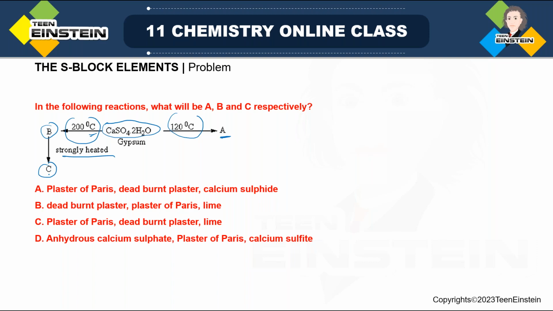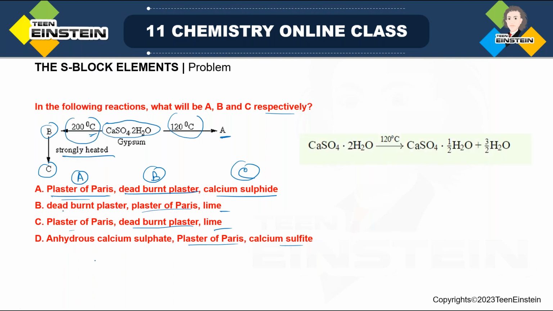Now when it is 120 degree centigrade, if you look at the options, there are total 3 names given. So the first one is A, because it is mentioned ABC respectively. Second one is B, which may be dead burnt plaster, plaster of Paris, dead burnt plaster again, and plaster of Paris. 2 options are there for B. And for C, it may be calcium sulfite, then lime, again calcium sulfite. And for A, 2 options, plaster of Paris, okay. B, we have dead burnt plaster and anhydrous calcium sulfate.